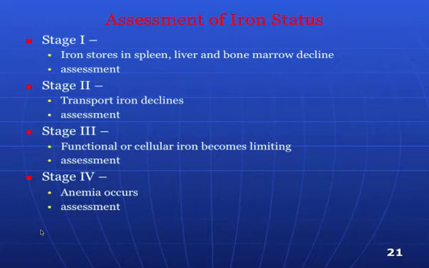Stage 1. This is where the iron levels in tissue start to decline. A good indicator of this is plasma ferritin goes down. So stage 1 indicator, plasma ferritin goes down. Does this seem weird? Where did we say ferritin is? It's in cells. Some ferritin actually leaves cells and goes into the blood.